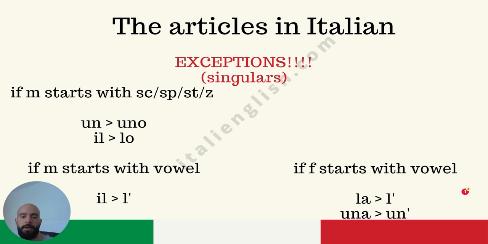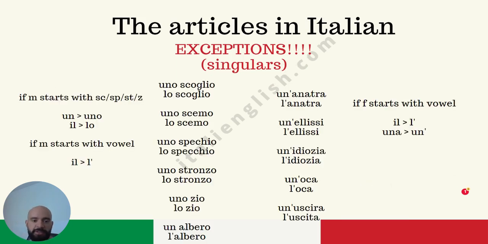Okay, now let's do some examples. On the left side, the masculine, uno scoglio. Lo scoglio is the determinativo. Uno scemo, indeterminativo. Lo scemo. Uno specchio, lo specchio, with double C for the record. Uno stronzo, lo stronzo. Uno zio, lo zio. Un albero, l'albero, with the apostrophe.